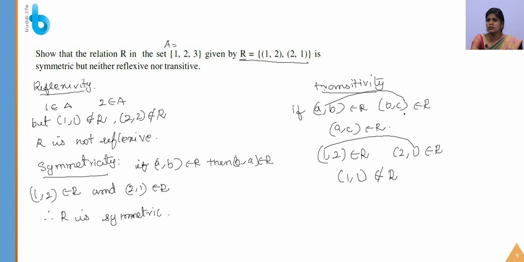Here, (a, b) belongs to R and (b, c) belongs to R, and both c and a can also be the same. Then (1, 1) should belong to R. These two conditions are satisfied and (1, 1) does not belong to R. Therefore, the relation R is not transitive.